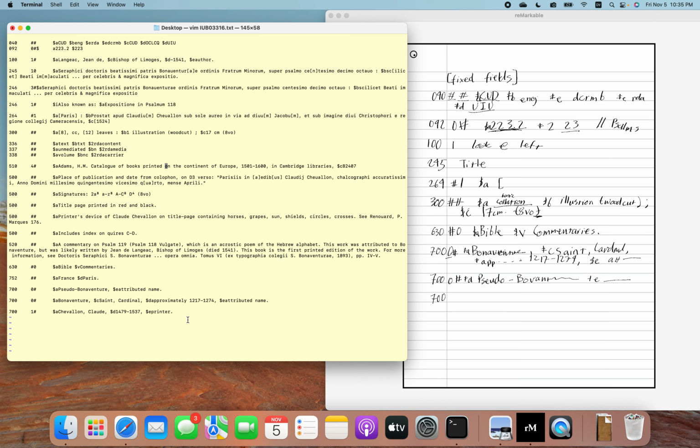So now that we've got this information, if you just did this, you would be able to call your record a full level record in OCLC and WorldCat. And it turns out there's more to it though. So we're going to go through and do all of that.